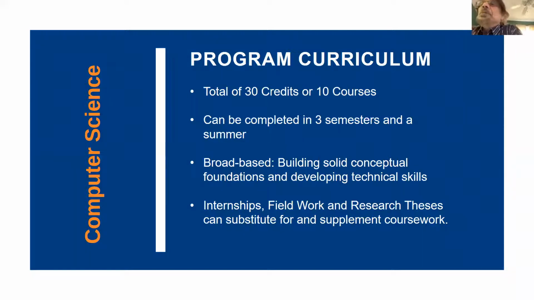Now, about the computer science program itself. First of all, it's a 30-credit program. We have 30 credits or 10 courses because the graduate courses are 3 credits each. So you have 10 courses. And typically students complete this in 3 semesters plus a summer. That's the quickest you can do. Or you can actually prolong it and take full 4 semesters to complete the program.